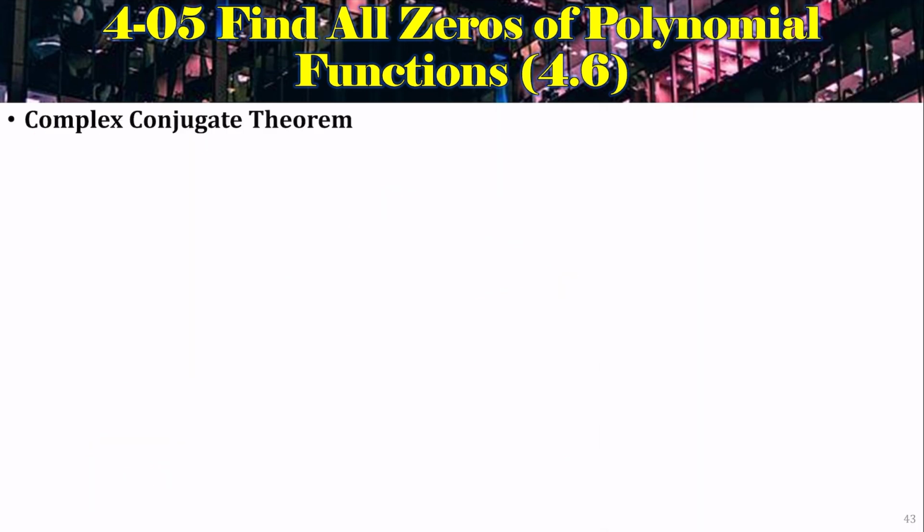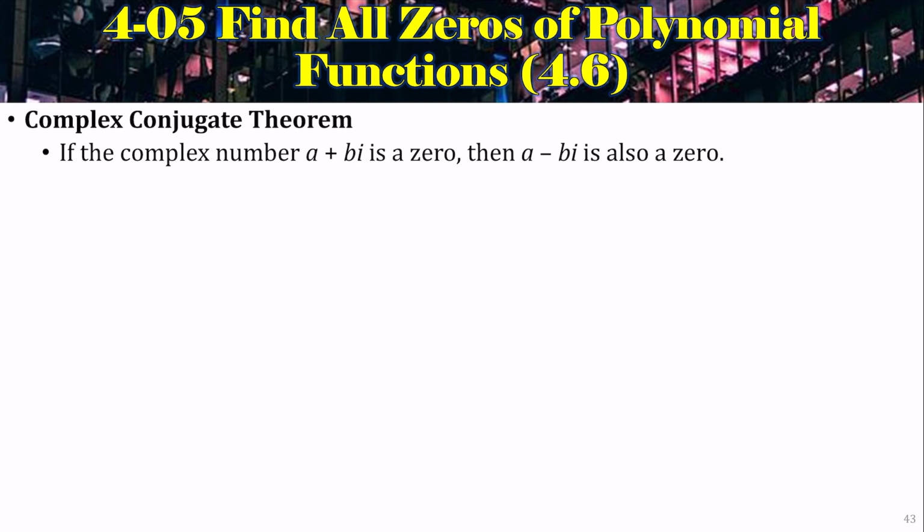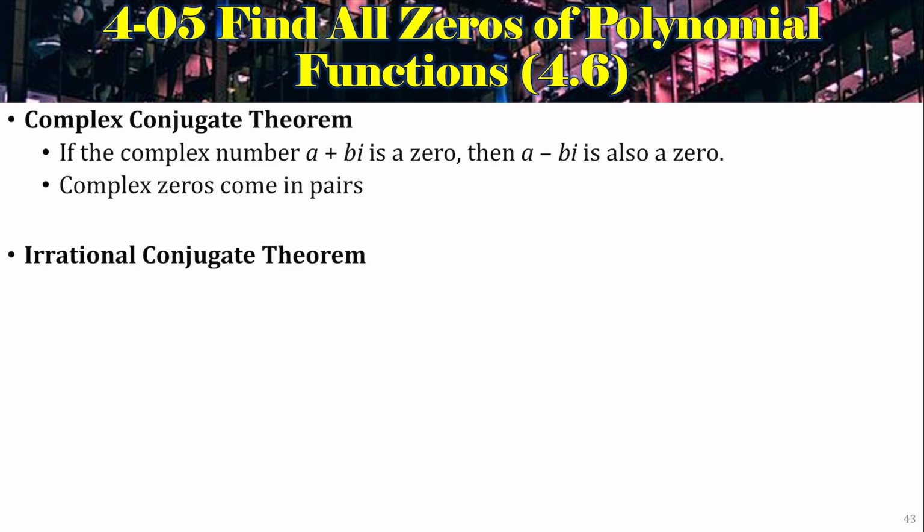One more theorem, the complex conjugate theorem. If the complex number a plus bi is a 0, then a minus bi is also a 0. So in other words, imaginary zeros come in pairs. Same is true for irrational, which means with square roots. They also come in pairs. If a plus the square root of b is a 0, then so is a minus the square root of b.